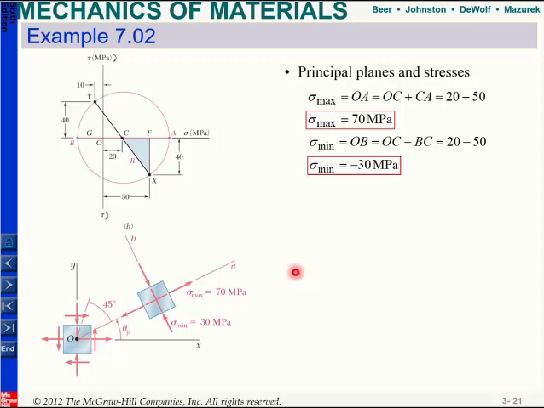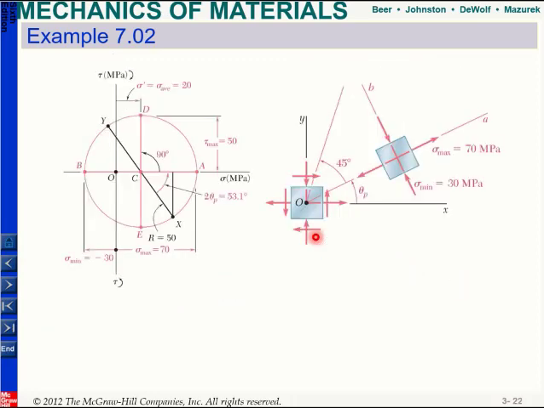If you need this angle, the tangent of this angle, which is 2 theta p, should be equal to FX divided by CF. So this distance divided by CF is equal to 40 divided by 30. From that you can get tangent 2 theta p, and then if you just want to get the angle theta p, you just divide it by 2. So basically you get this angle.